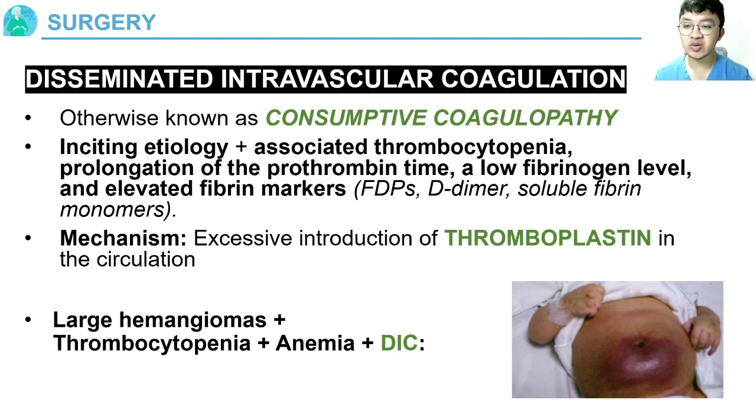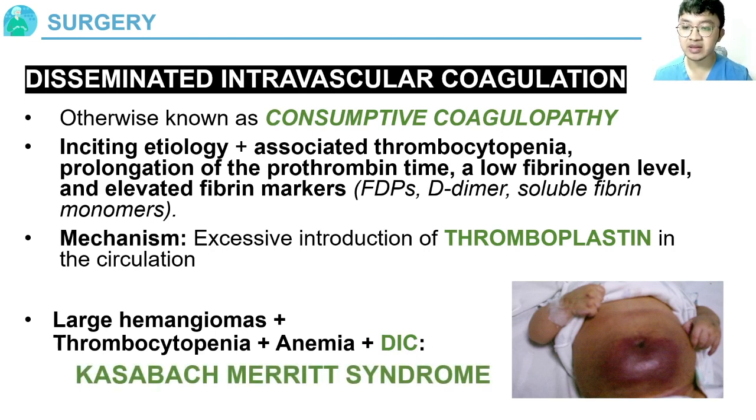So we have a syndrome associated with large hemangiomas, thrombocytopenia, anemia, and DIC. So we have large hemangiomas, then we have DIC, we call that your Kasabach-Merritt syndrome. Hemangiomas associated with DIC, again, it's the Kasabach-Merritt syndrome.